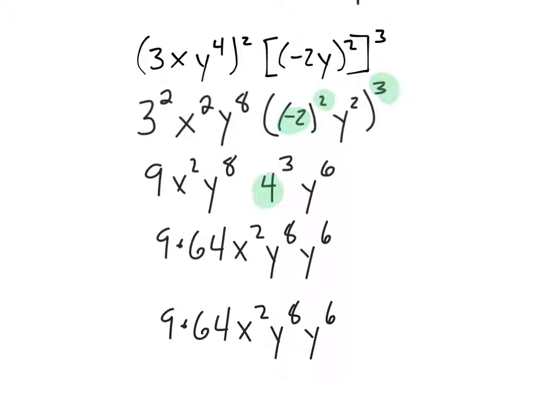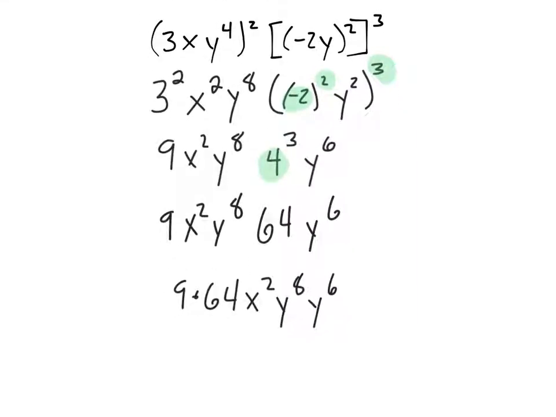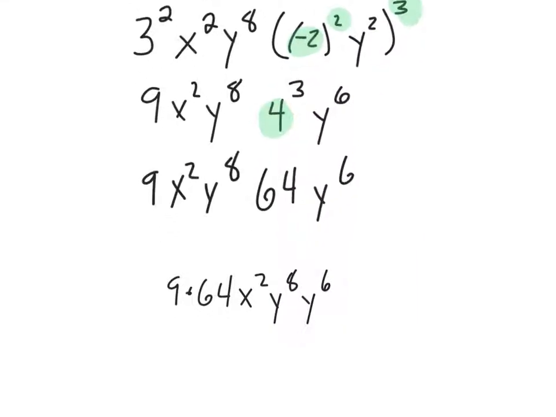All right, so now let's just get rid of all of this. I sort of skipped a step. So I could have left that, 9x squared, y to the 8th, and then 4 cubed is 64, and then y to the 6th, right? So multiplication is commutative, and because it's commutative, I can rearrange.